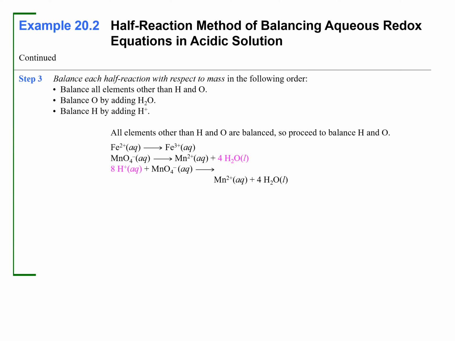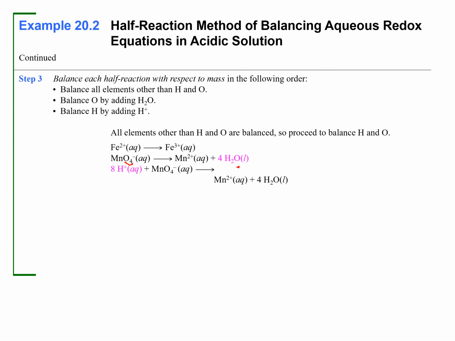So first thing we need to do is balance everything that isn't hydrogen and oxygen. We have 1 iron on each side, not a problem. We have 1 manganese on each side, so that's not a problem. No balancing required. But in that half reaction, the permanganate has 4 oxygens. So to add our oxygens, we're going to put waters on the product side because we have 4 oxygens on our reactant side and we need 4 oxygens on our product side.